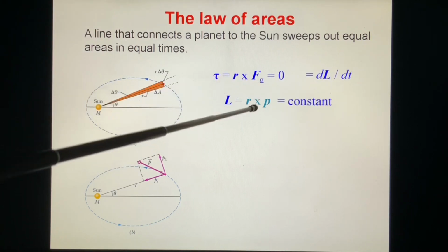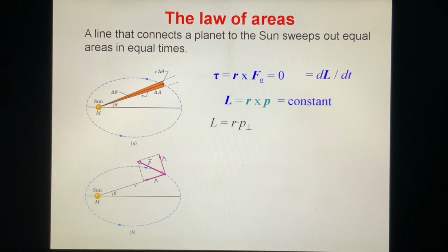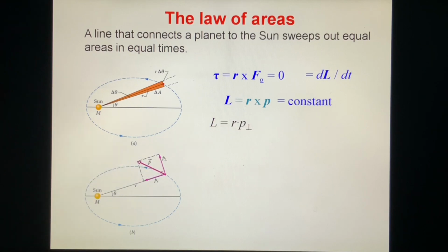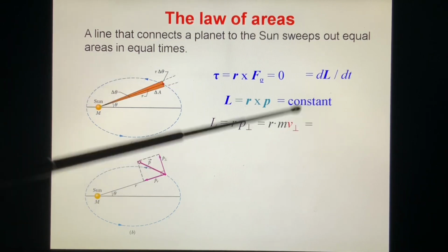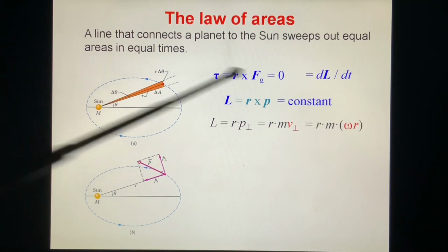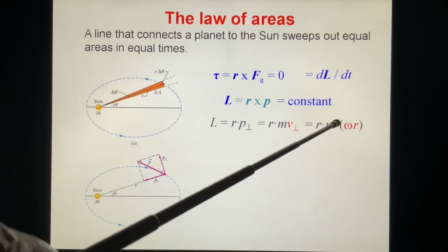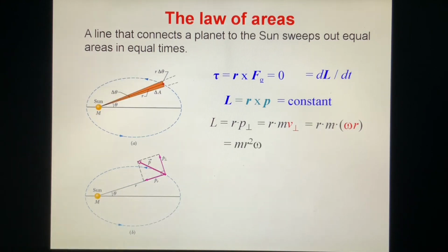The magnitude is r times p perpendicular, where p is along the tangent and p perpendicular is perpendicular to r. What is p perpendicular? p perpendicular means m v perpendicular. And v perpendicular is equal to omega r. So L is equal to m r squared omega, and it's constant.